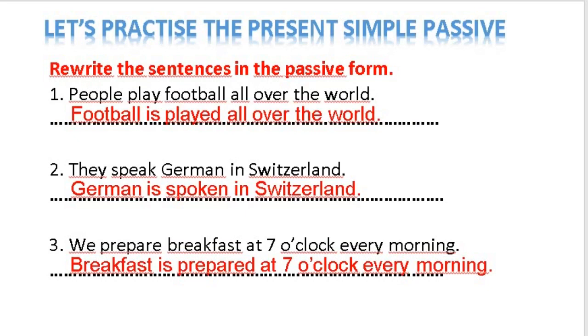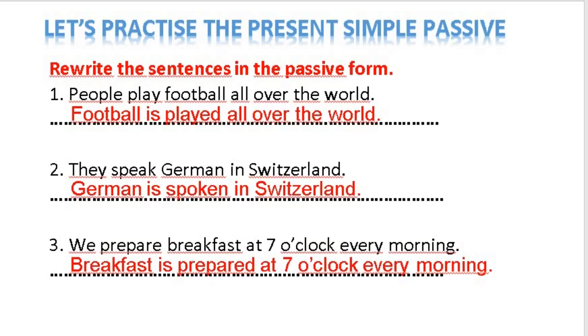Okay, right now let's practice the present simple passive. Rewrite the sentences in the passive form. People play football all over the world. Okay, who plays football all over the world? People play football. So people is the subject of our sentence. So the first sentence is active. Who does the action is very clear. It is obvious. Who plays football? People play football.